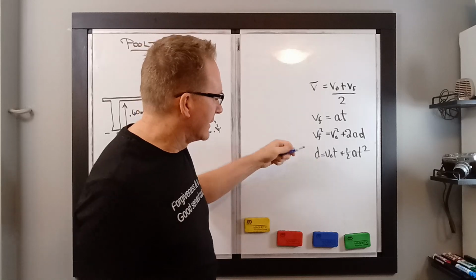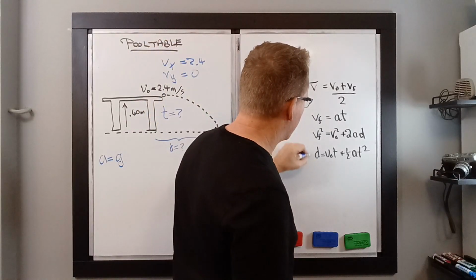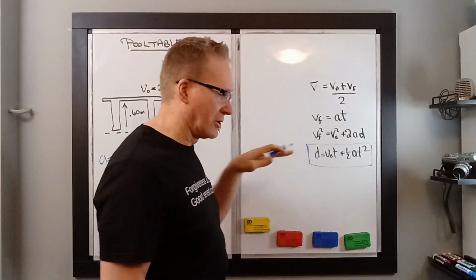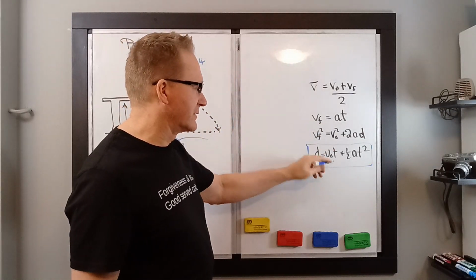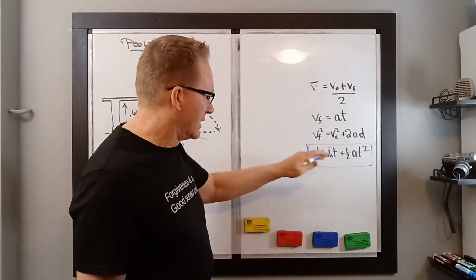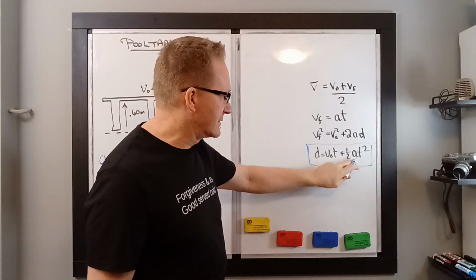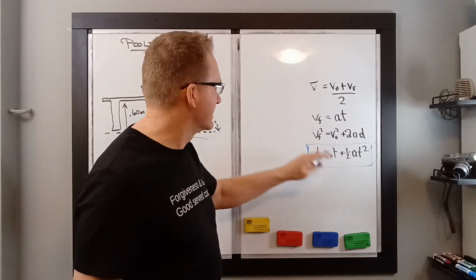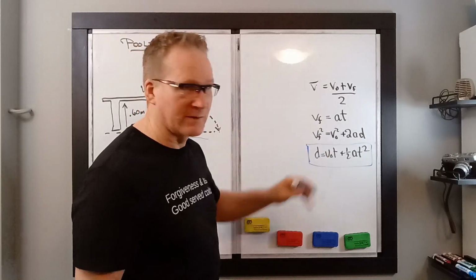Up and down, if we just look at the up and down part, just up and down, we're not looking at this way, just up and down, the initial velocity going down is 0. So this would be very, very useful. This would allow us to find the time that it takes to hit the ground. I'm going to rewrite this equation up here and erase some of the others.